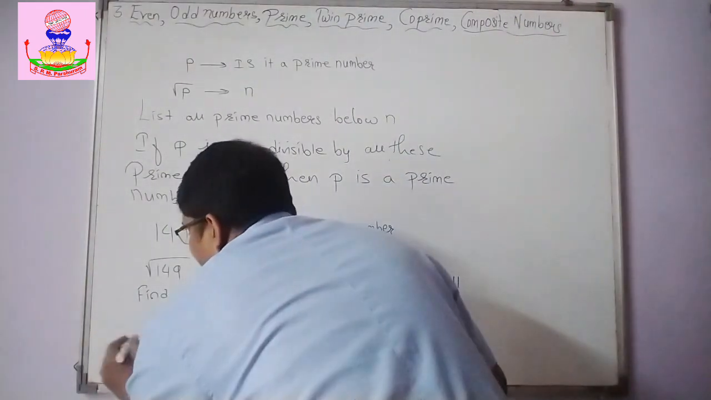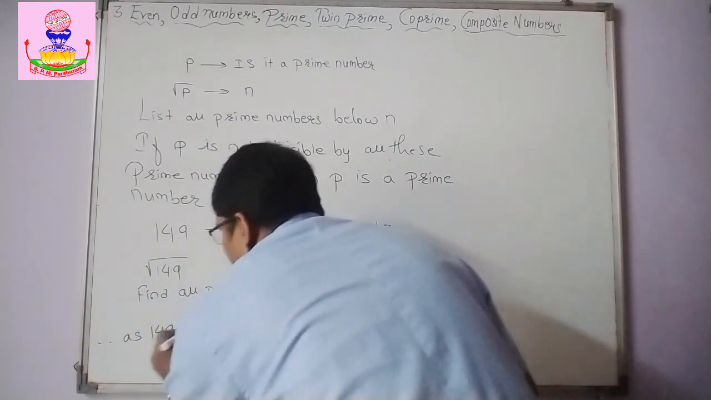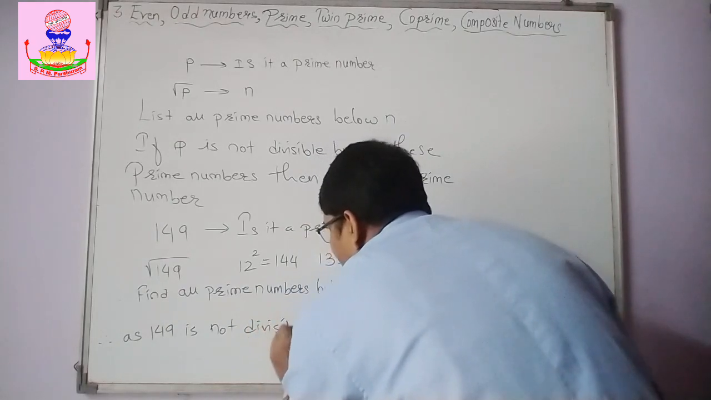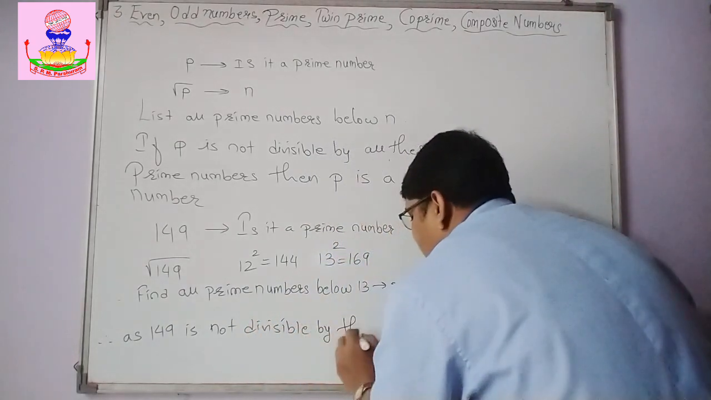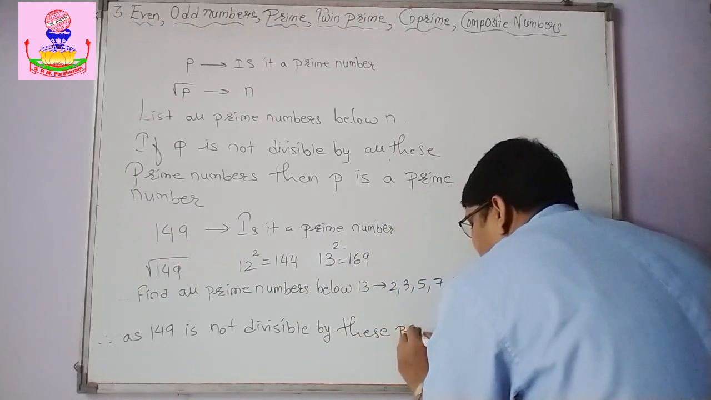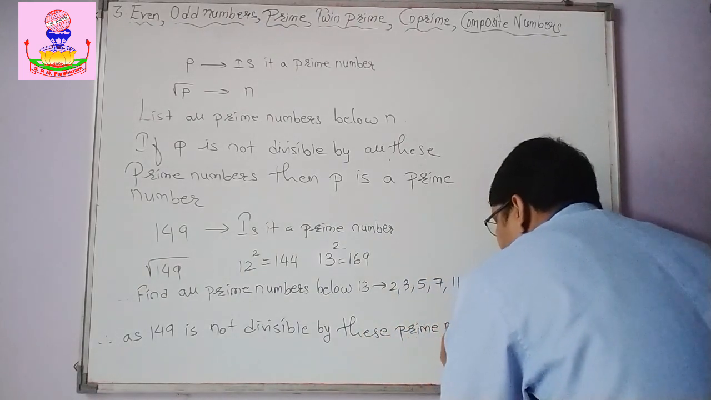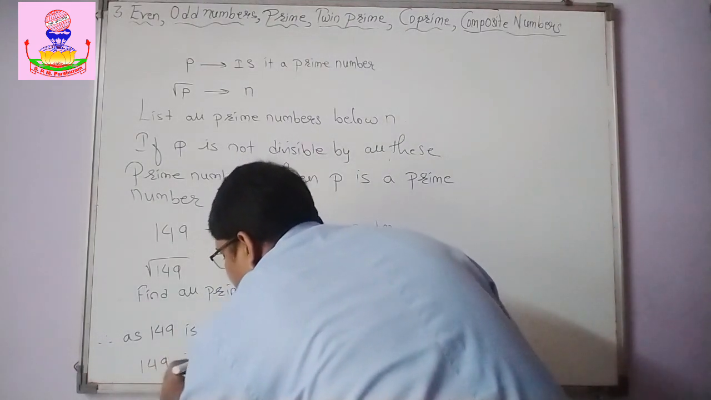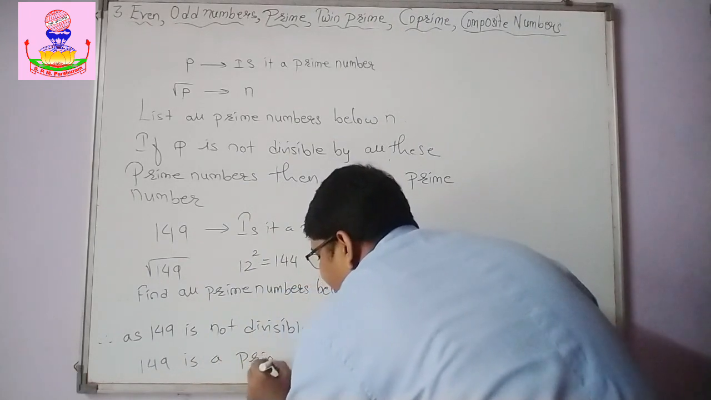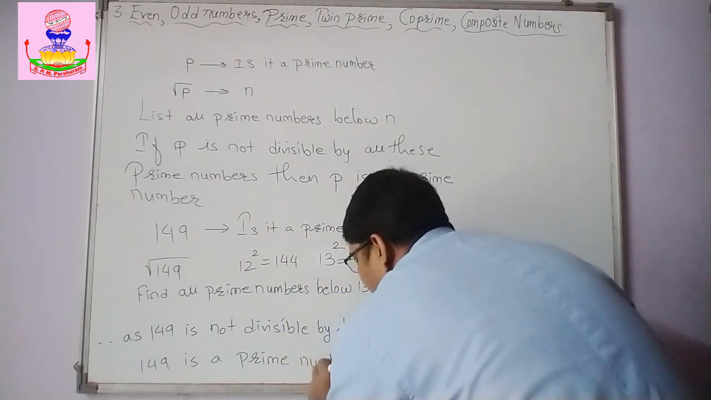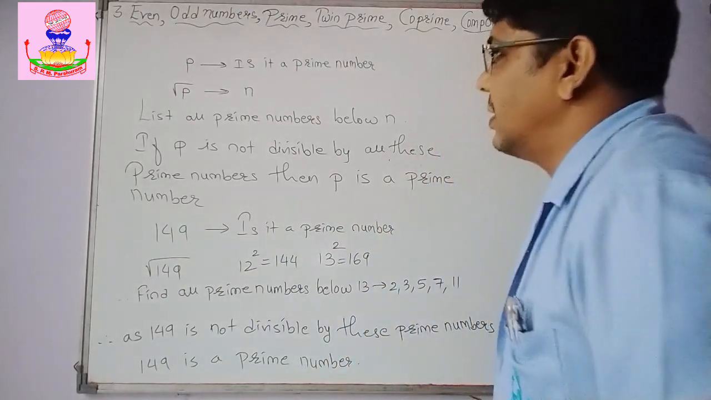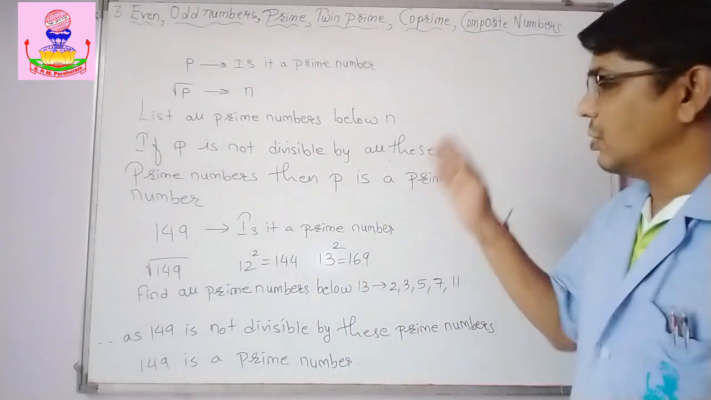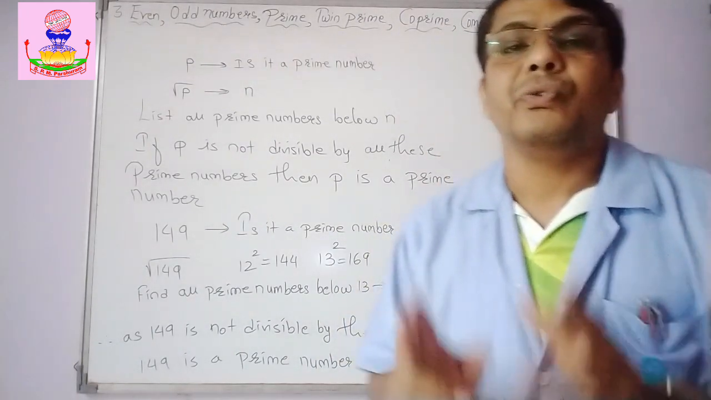So here we can say, therefore, as 149 is not divisible by these prime numbers, what we can say is 149 is a prime number. Do you understand? I hope you have understood this simple method to find whether a given number is a prime number or not. Okay, and I hope you will take this down in your notebook.